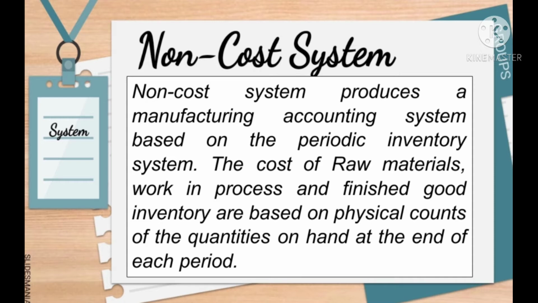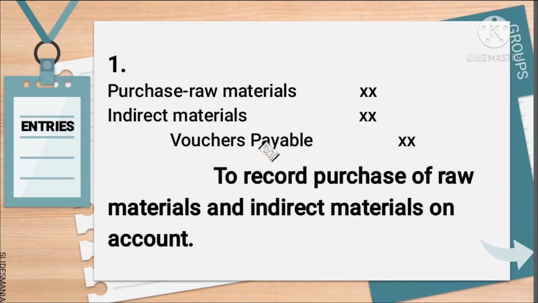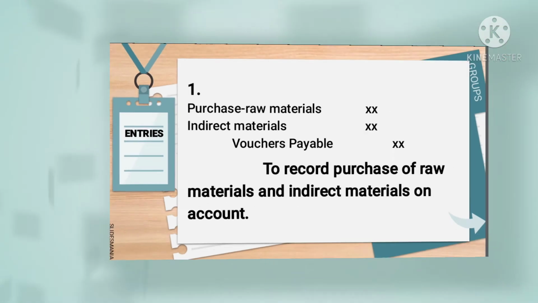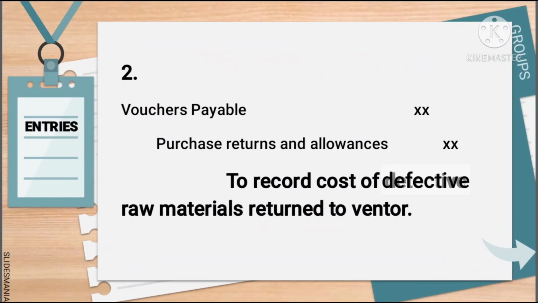Now, we have pro forma journal entries of the more common transactions for a manufacturing entity. First is to record purchase of raw materials and indirect materials on account. Debit purchases, raw materials and indirect materials. Credit vouchers payable. Second is to record cost of defective raw materials returned to vendor. Debit vouchers payable, credit purchases returns and allowances.